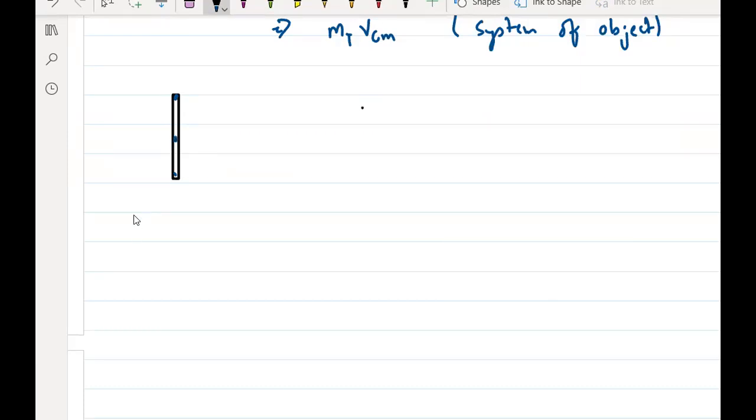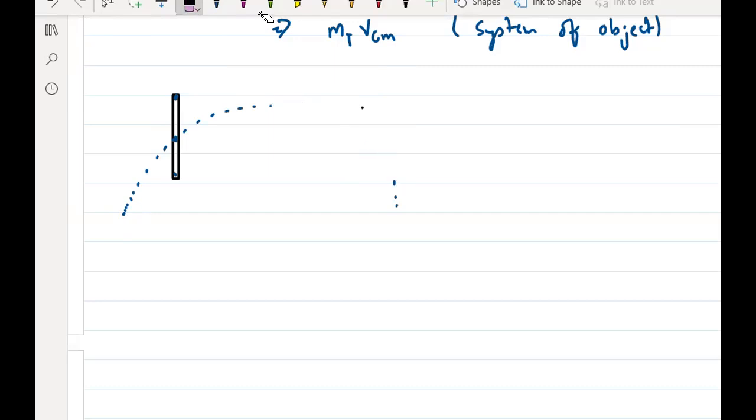Suppose you're throwing at this point, what do you think? What would be the path of the center of mass? Tell me. The path of the center of mass is always what? Projectile, like a projectile. Do you understand? The path traced by the center of mass is always a projectile. Are you getting my point? Tell me yes or no.